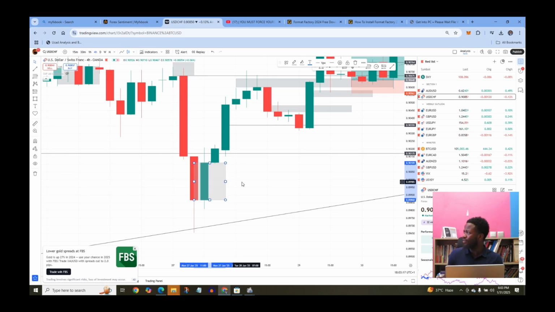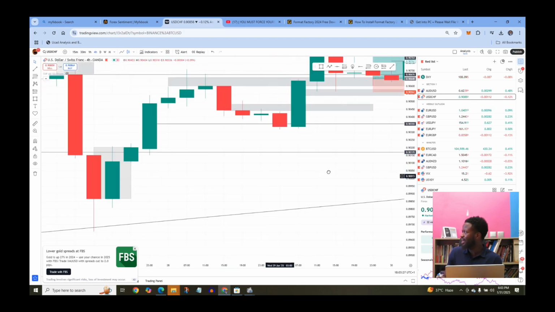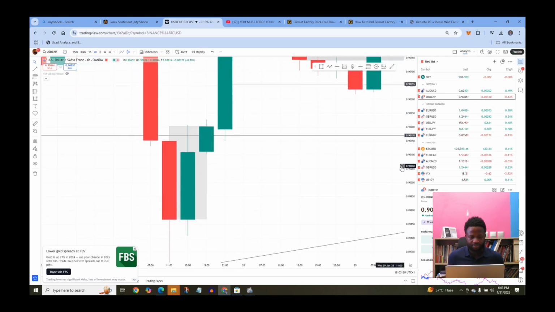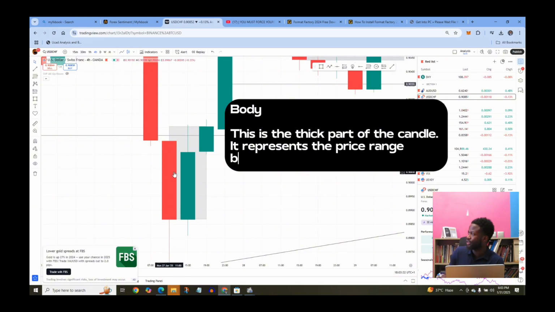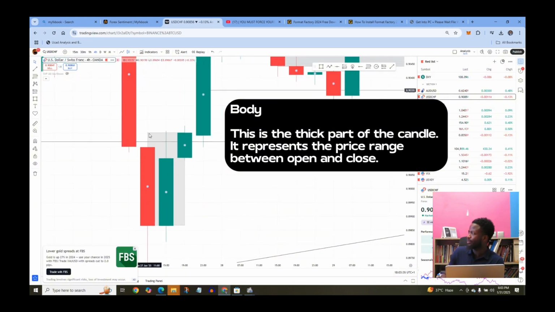Each candlestick, whether bullish or bearish, whether blue, green or red, whatever you are calling it, has its characteristics. Let's look at the characteristics of these things. Number one is the body. What you can see here, this red that is full and this green that is full, these are the body of the candle. This is the thick part of the candle. It represents the price range between open and close.